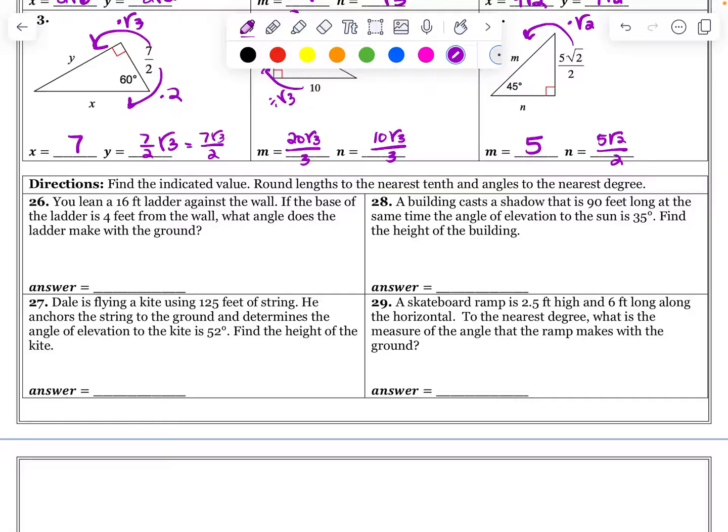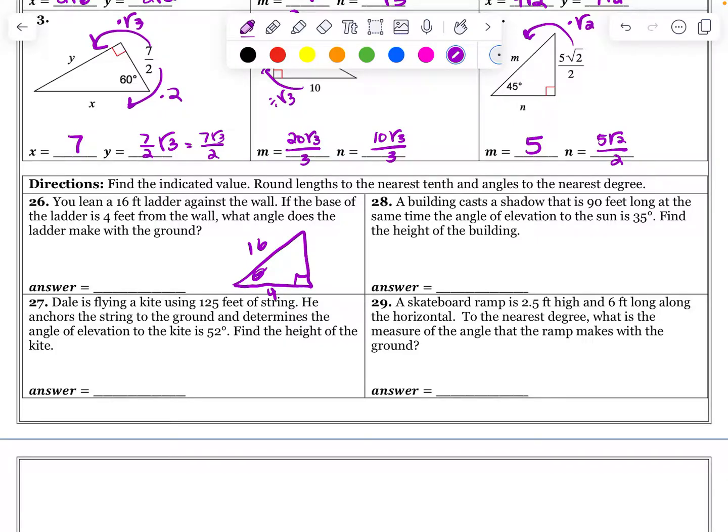Find the indicated value, round the lengths to the nearest tenth, and the angles to the nearest degree. All right. Oh, this is where we had to make the same triangle every single time. Angle of depression. Okay, so we're leaning a 16-foot ladder against a wall. If the base of the ladder is 4 feet from the wall, what angle does the ladder make with the ground?